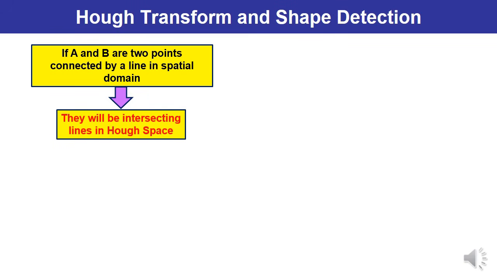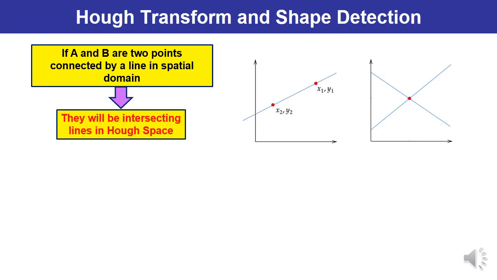If A and B are the 2 points which are connected by a line in spatial domain, then they will be the intersecting line in Hough space. You can visualize with the help of this diagram. See, in the first case, a line is being drawn in the xy plane. Here you can see the 2 points A and B have been shown. The coordinates are x1, y1 and x2, y2.